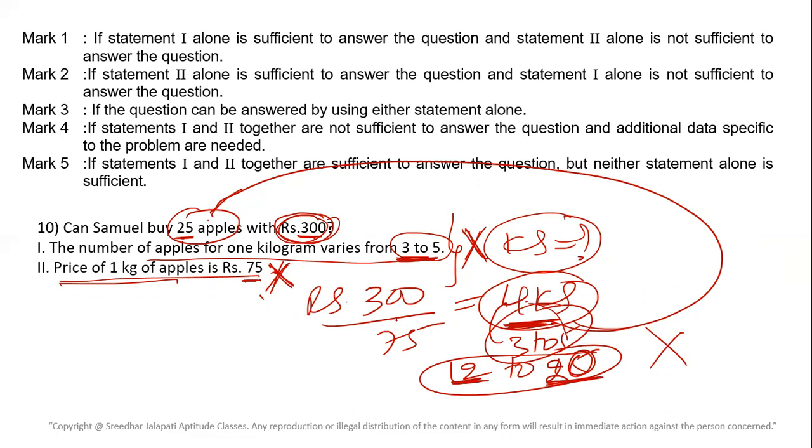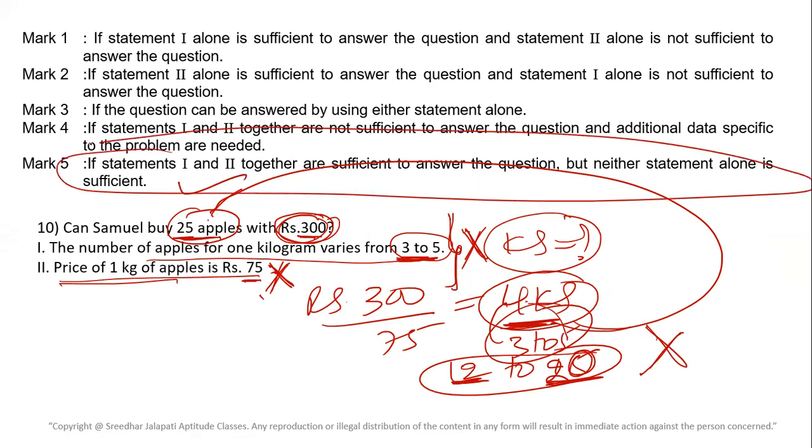Most of the students here think that the answer is data not sufficient. No. We are asked to find, can he buy 25 apples? We found the answer by combining 1 and 2 that he cannot buy 25 apples. So therefore, the answer is both together sufficient. Both together are sufficient to say that he cannot buy. Right? Here it's not that since he's not able to buy 25 apples, data is not sufficient. No. He's not able to buy 25 apples, so we are able to answer.